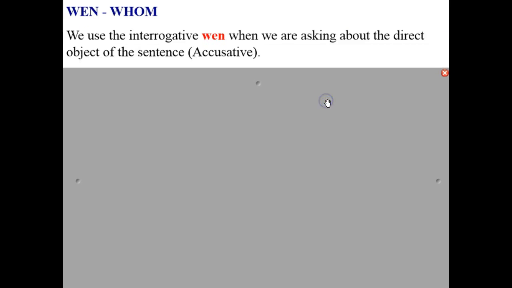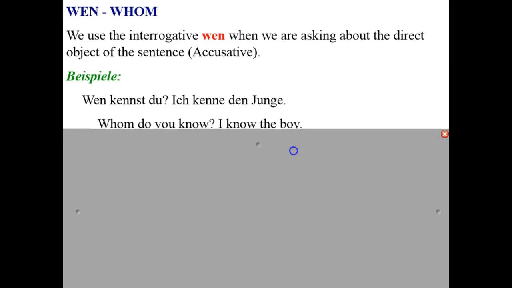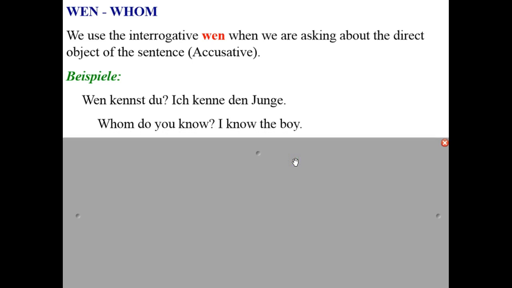Wen, whom. We use the interrogative wen when we are asking about the direct object of the sentence, or situations where we use the accusative case as we have learned in previous lessons. Let's look at a few examples. Wen kennst du? Ich kenne den Junge. Whom do you know? I know the boy. I know. Whom do I know? The boy is the direct object and therefore accusative. We would be asking about the direct object, so wen.